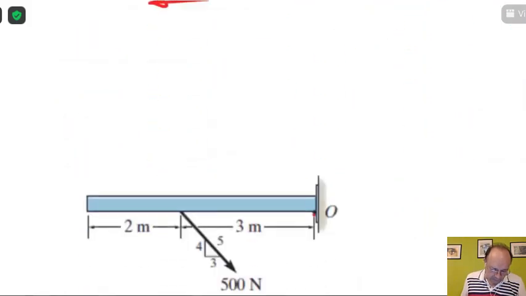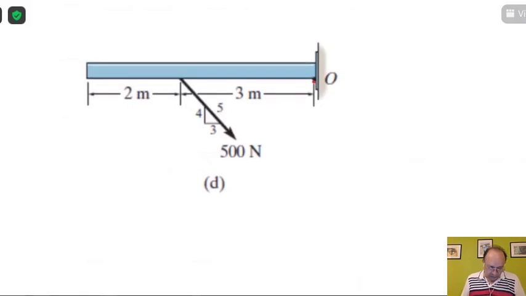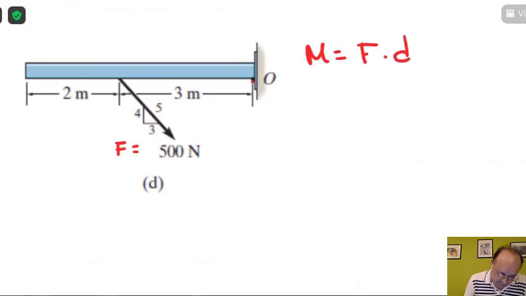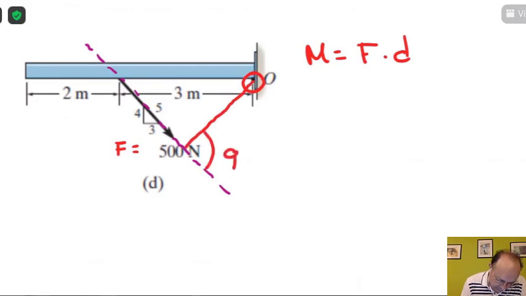Next. Now this one. We need to calculate the moment of this force with respect to point O. Let's say this is force F. So here we cannot calculate the moment as force times D because we don't have D. Why don't we have D? If say this is the line of action of the force, D will be the distance measured from point O perpendicular to it, where this is 90 degrees. We don't have this distance D here.